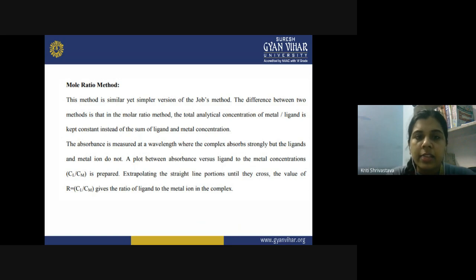This method is very similar to Job's method. In Job's method of continuous variation that we discussed in the previous lecture, we were preparing a series of solutions, keeping the volume constant and varying the relative concentration of metal and ligand. This method is also similar, but the only difference between the two methods is that in the mole ratio method, the total analytical concentration of metal and ligand is kept constant instead of the sum of the ligand and metal concentration.